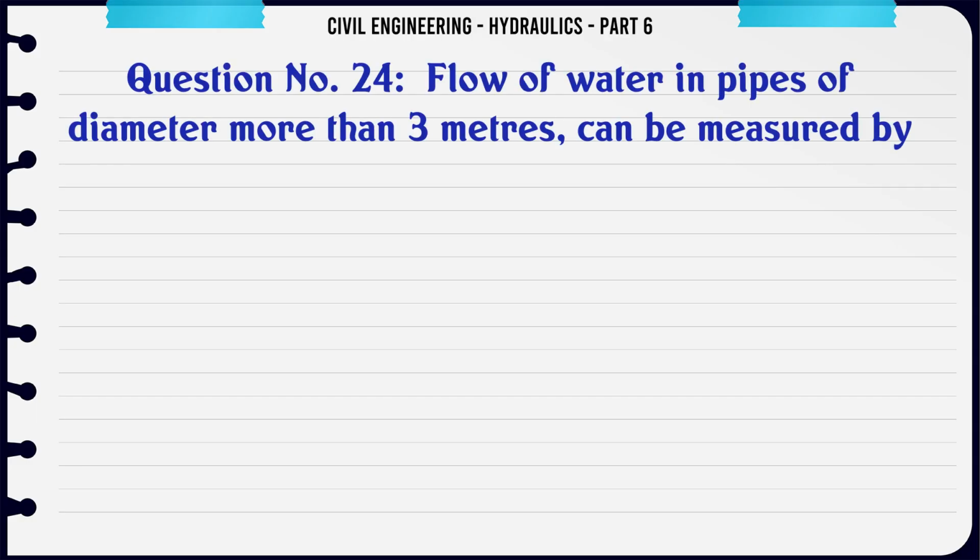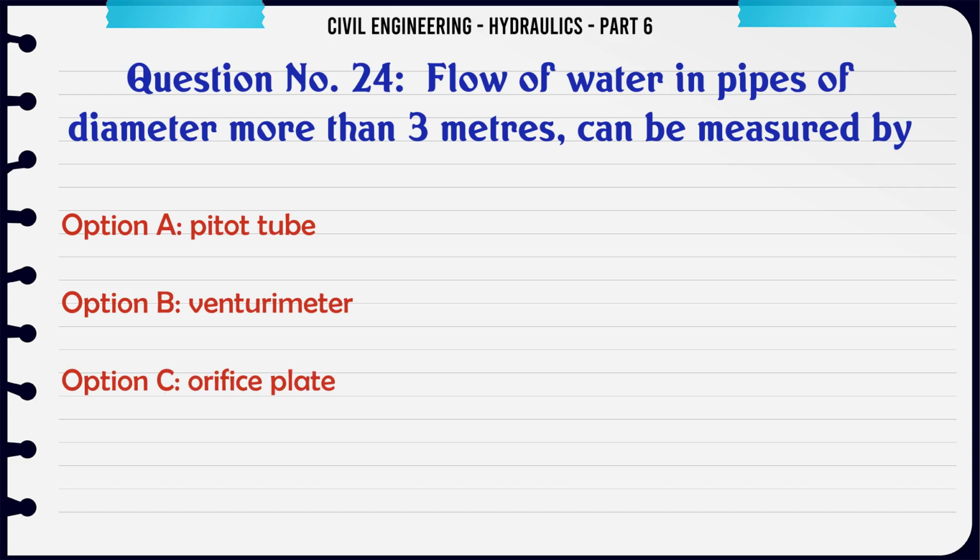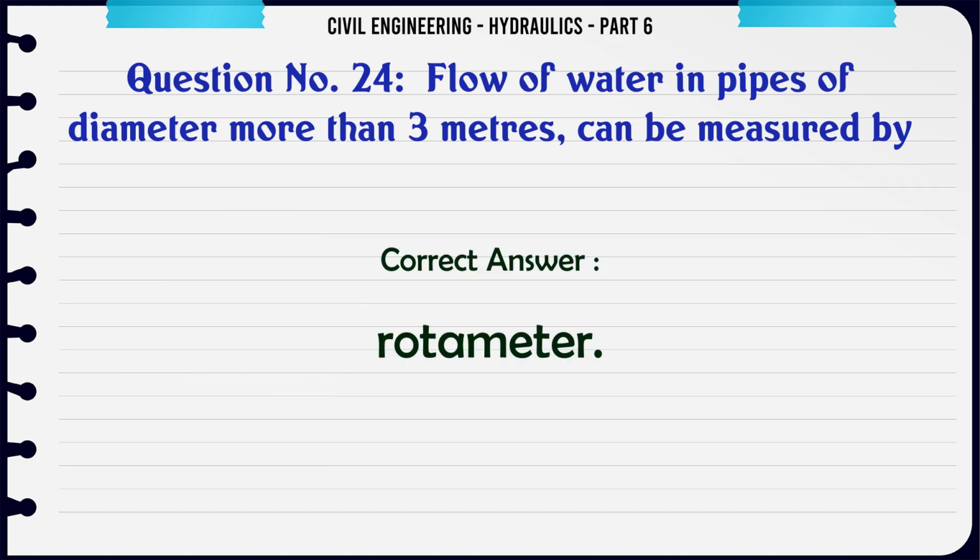Flow of water in pipes of diameter more than 3 meters can be measured by A. pitot tube, B. venturimeter, C. orifice plate, D. rotameter. The correct answer is rotameter.